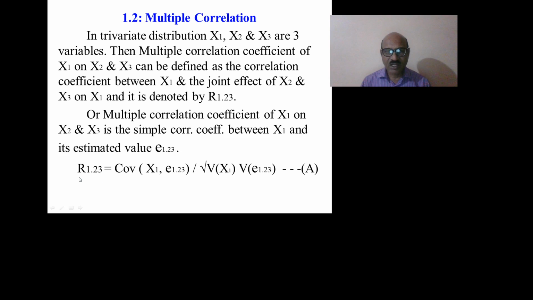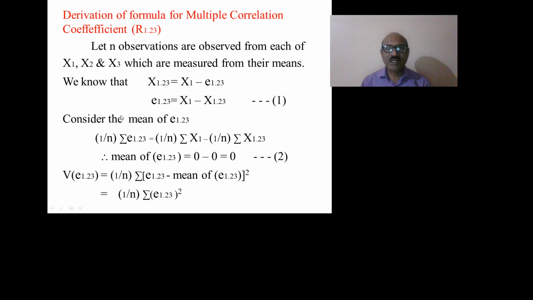So therefore the mathematical definition is, R1.23 is equal to covariance between x1 comma E1.23 divided by under root of their variances, meaning variance of x1 and variance of E1.23. So we denote this expression by capital A. Now we will derive the formula for R1.23. Let n observations be observed from each of x1, x2 and x3, which are measured from their means, so that the means will be 0.